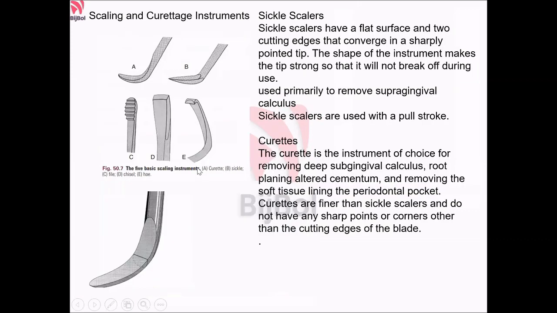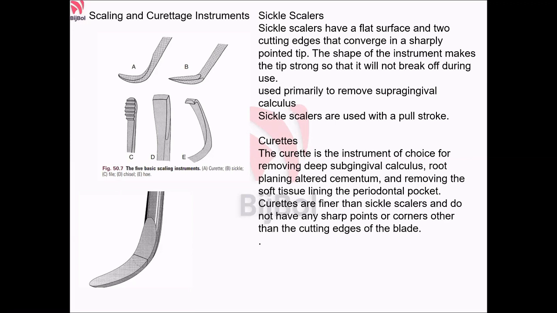Now coming to scaling instruments, the most common is the sickle scaler. Where do we use sickle scalers? In removal of supragingival calculus. Correct. If you look at the shape, they have a flat surface and 2 cutting edges converging at a sharp point. This sharp point leads to a lot of bleeding if you don't use it properly. But the shape of the instrument is such that you have a strong tip which will not break off during use.